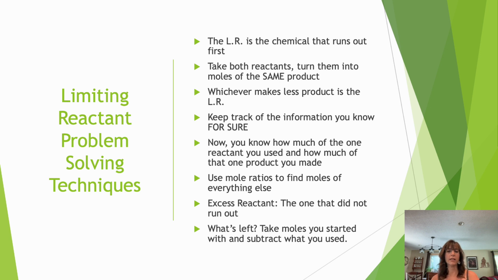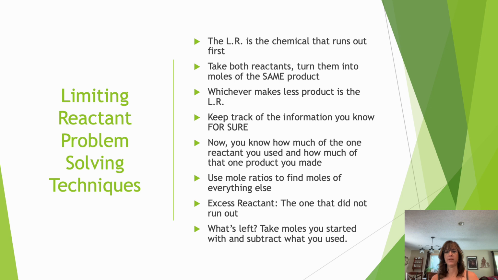So in your calculations, you're going to be given an amount of both reactants. Sometimes it's moles, sometimes it's grams. Take both of those reactants, turn them into the same product. I usually just go to moles because it's faster. Whichever reactant makes the least amount of product is your limiting reactant.